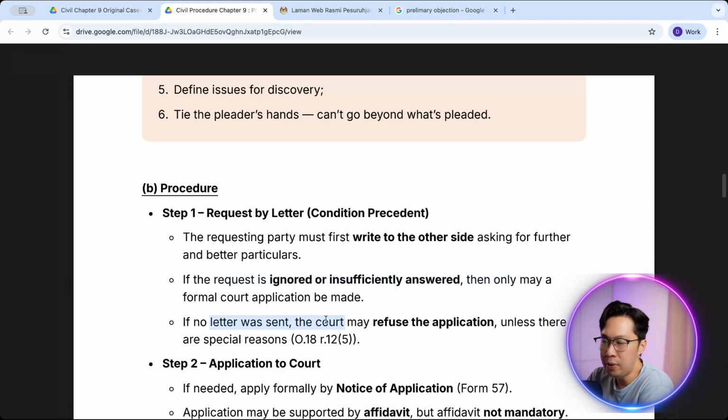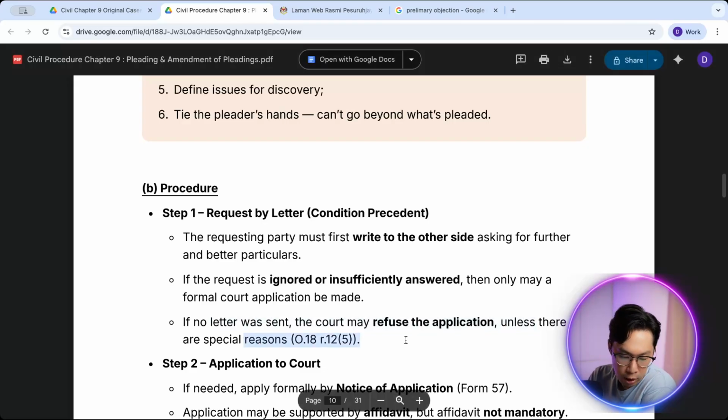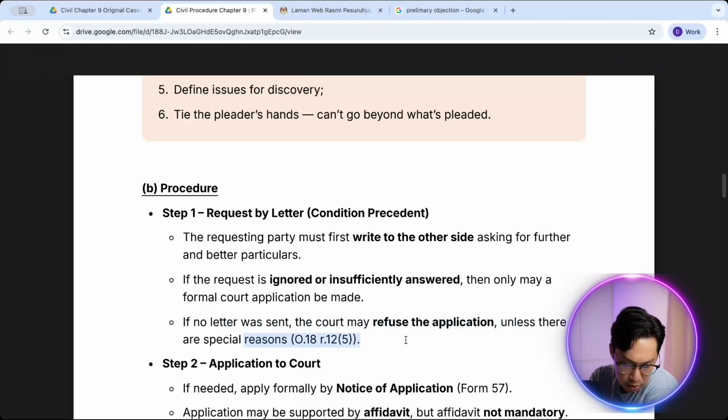If no letter was sent, the court may refuse because Order 18 Rule 12, is it sub 5 or sub 6? Sorry, this is sub 6. Okay? Sorry. Correct. Special reason, sub 5. Okay, sub 5. Correct. This is correct.